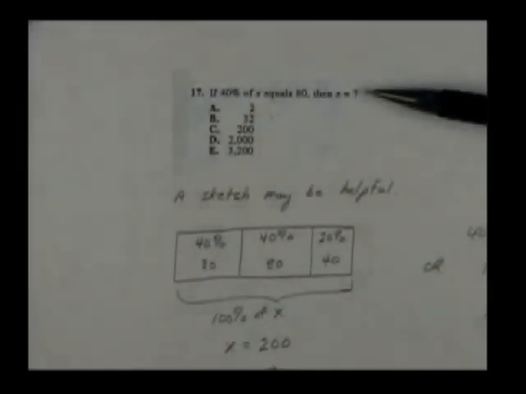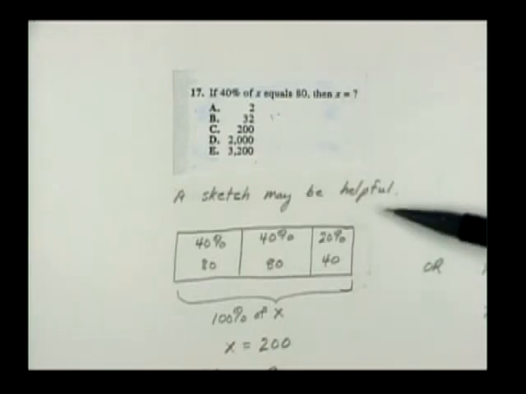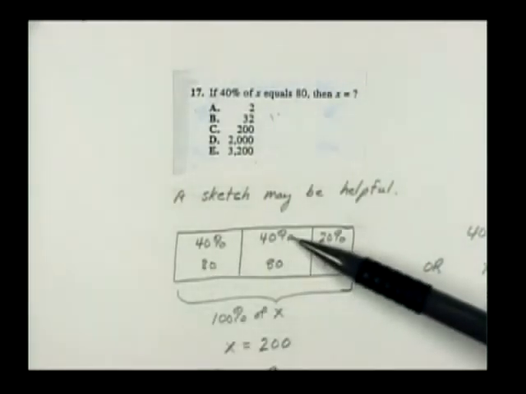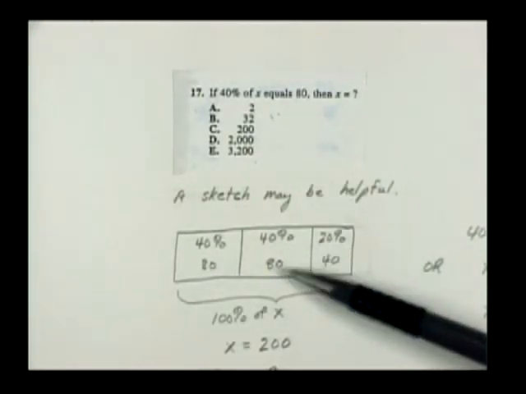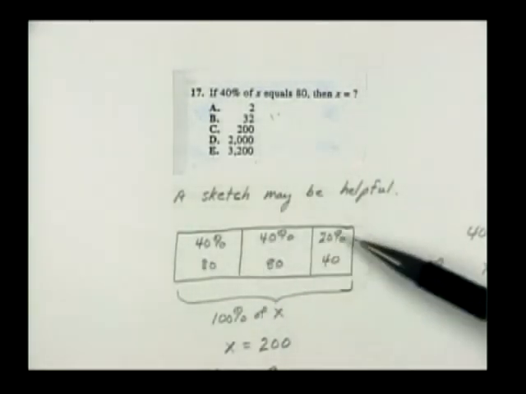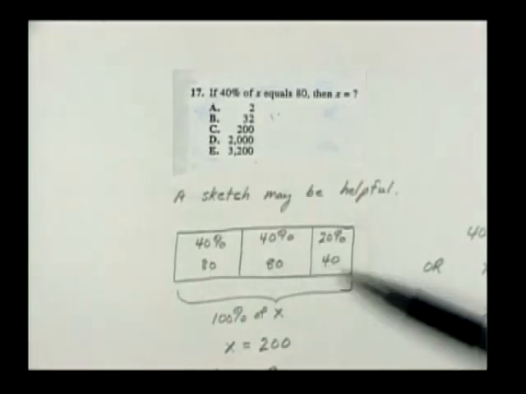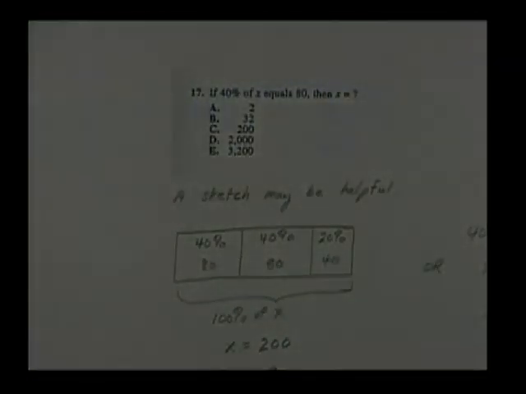If 40% of some value x equals 80, then how much is x? A sketch may be helpful. 40% of this total amount is 80, and 40% here becomes 80, and 20% or half of that becomes 40. This is 100% of the whole, and so the whole becomes 80 plus 80 plus 40, or 200. Choose C.